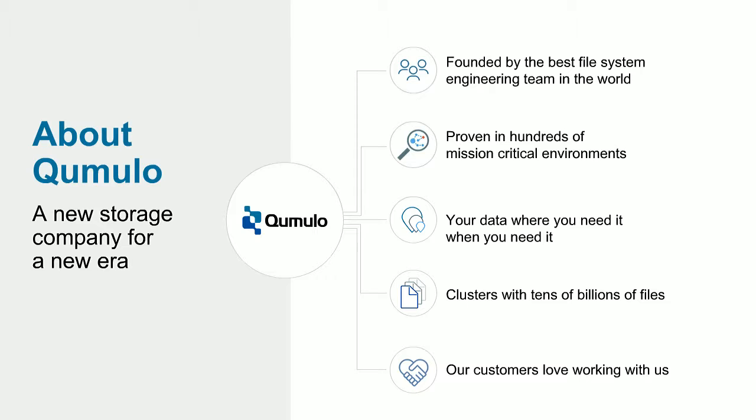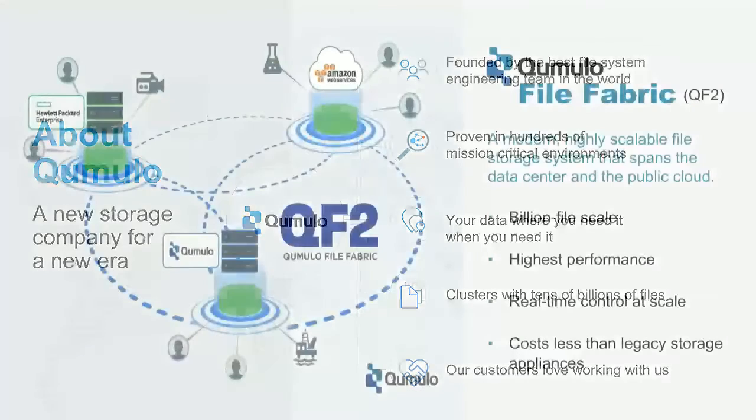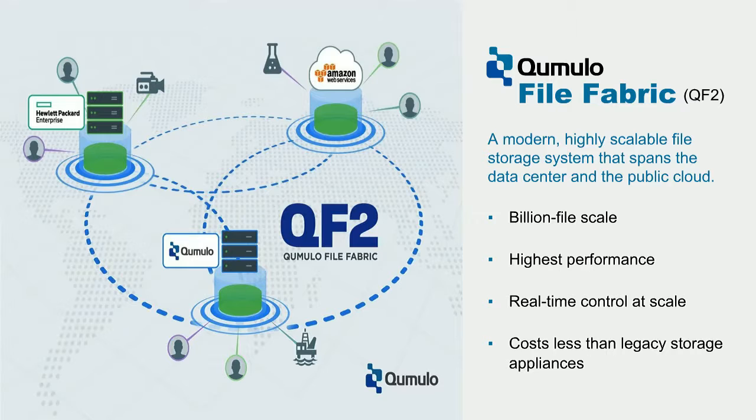storage. So one final slide just to look at how the Qumulo File Fabric, or QF2, works. It's really a network of data storage, file data, again, running on a variety of environments, whether that be on-premise, running on a variety of different hardware types, or in the public cloud, and then again allowing you to manage that data so that it is where you need it when you need it.